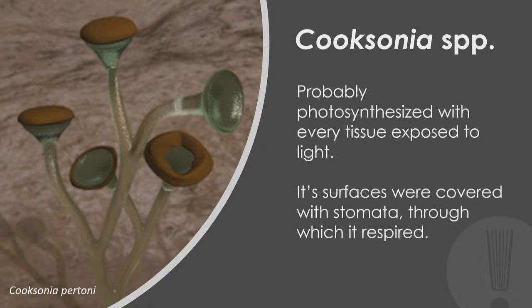Probably photosynthesized with every tissue exposed to light. So every part of that plant that was out in the open had that chlorophyll that was able to help photosynthesize. Surfaces were covered with stomata. Stomata are those parts of the plant that facilitate gas exchange during photosynthesis. They respire, exhale their oxygen, and take in the carbon dioxide.